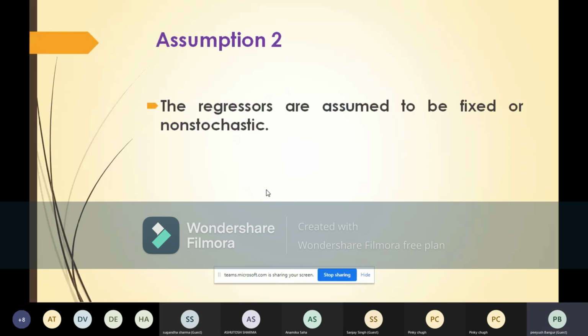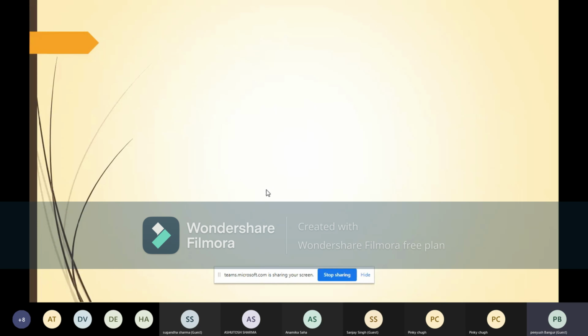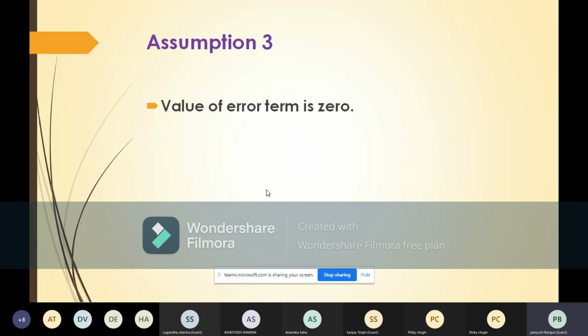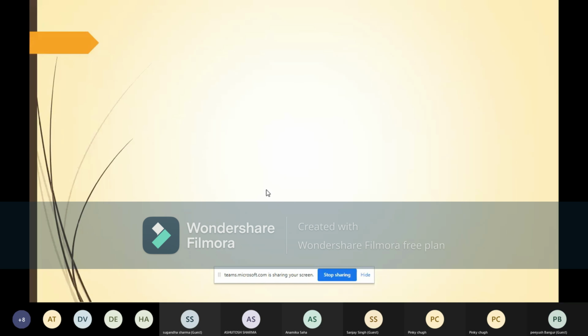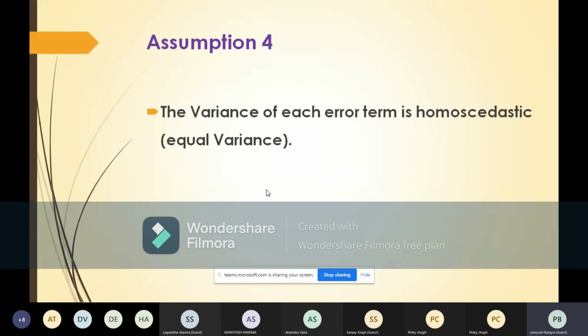Now, the regressor is assumed to be fixed or non-stochastic. Again, this assumption is treated as your regressor or independent variable being fixed. Now, assumption number 3. This assumption we have to check. Now, again, this assumption we also check.